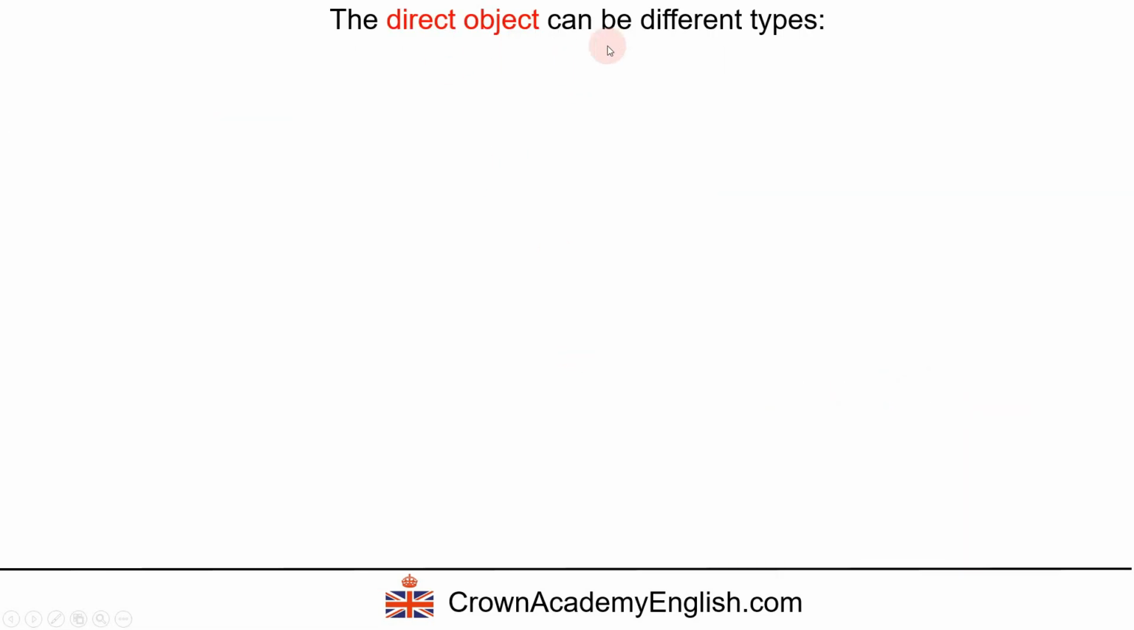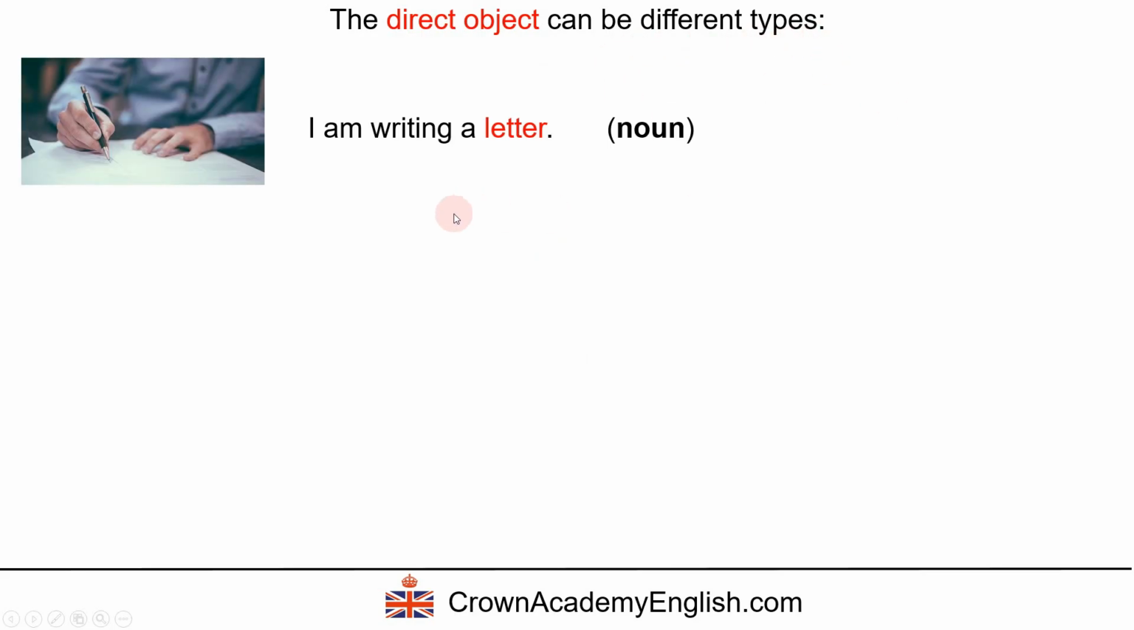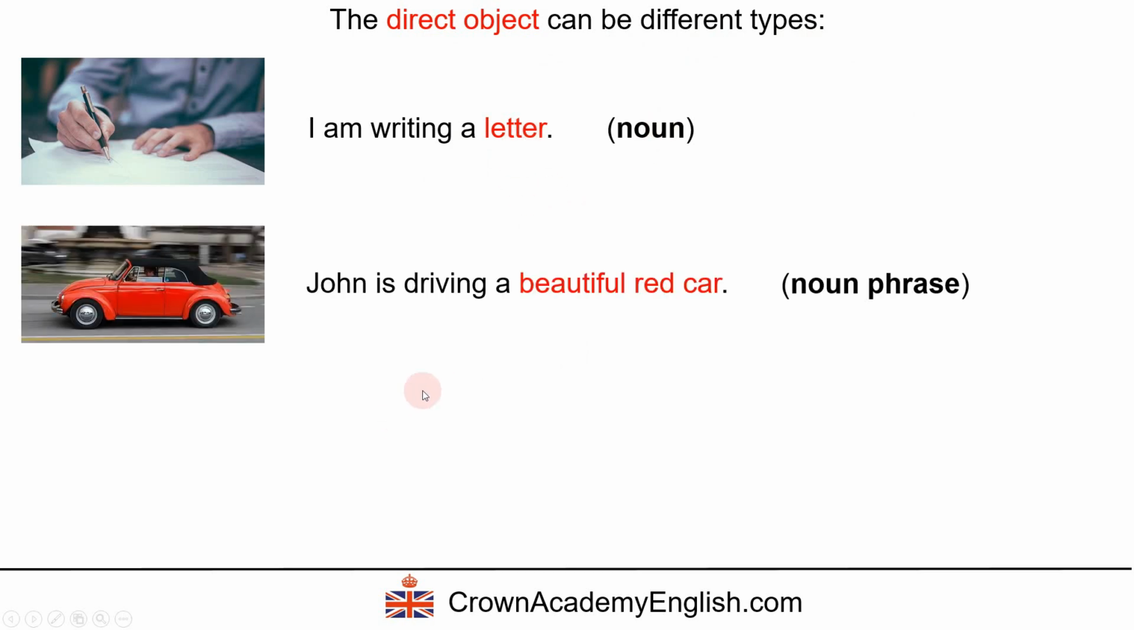And the direct object can be different types of words. I am writing a letter. Here we have a very simple example, and the direct object is a noun and it's one word. Letter is a noun and it's one word. John is driving a beautiful red car. Beautiful red car is a noun phrase, because it is several words. There is more than one word, but altogether they represent a noun.